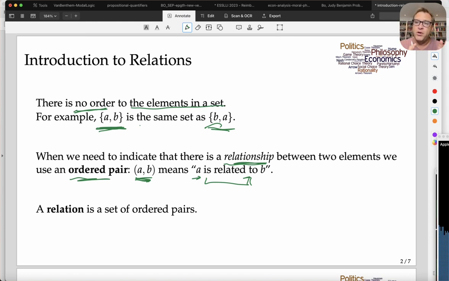Okay, and so an ordered pair is just a listing of two elements. So it looks very much like a set where you list the elements separated by a comma, but you're using parentheses instead of curly braces. So that indicates we're talking about an ordered pair. Now a relation is simply a set of ordered pairs.